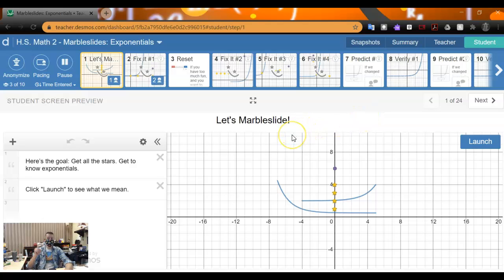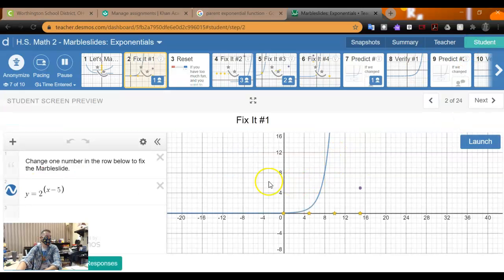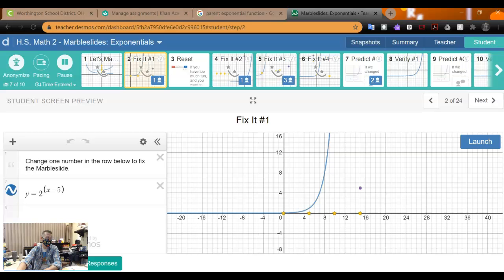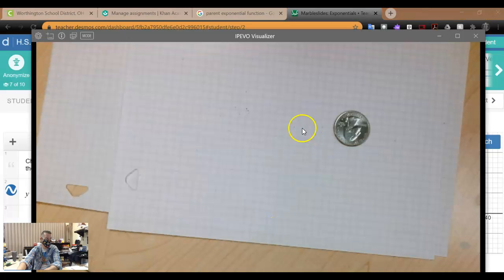So for anyone playing along at home, like Ellie or Calvin, I'm going to pause this for a minute while we work on marble slides, but when we start talking about what we noticed, I will unpause and start recording again. All right, so in looking at this slide, it started at 2 to the x minus 5, which brings up the question of, wait, we're talking about exponential functions, and I'm going to pause you for a second so that I take your control.